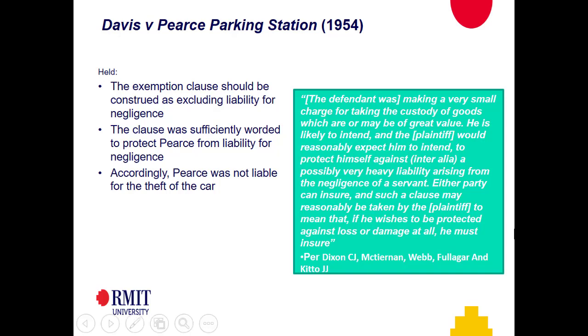The defendant was making a very small charge for taking the custody of the goods, which are or may be of great value. He is likely to intend, and the plaintiff would reasonably expect him to intend, to protect himself against, inter alia, amongst other things. Judges like to throw in some Latin every now and then, just to show they went to law school. So protect himself against, inter alia, a possibly very heavy liability arising from the negligence of a servant. Either party can insure, and such a clause can reasonably be taken by the plaintiff to mean that if he wishes to be protected against the loss or damage at all, he must insure.